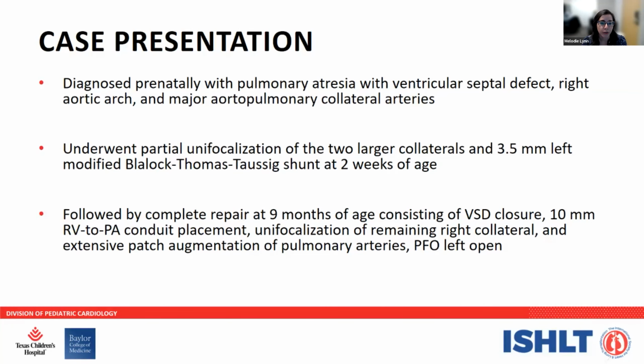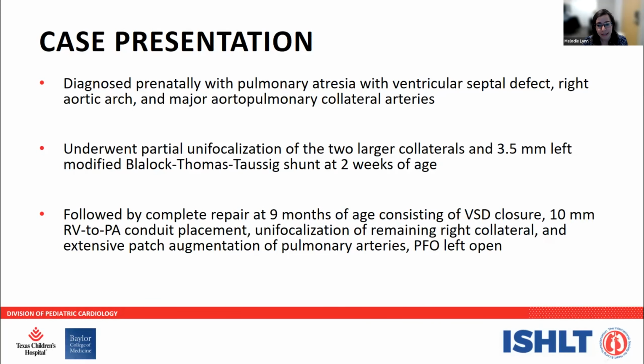She underwent partial unifocalization of two larger collaterals and a 3.5 millimeter left modified BT shunt at 2 weeks of age. This was followed by complete repair at 9 months of age, consisting of a VSD closure, 10 millimeter RV to PA conduit placement, and unifocalization of the remaining right collateral. She also underwent extensive patch augmentation of her pulmonary arteries, and her PFO was left open as a pop-off for elevated RV pressures. She did have significant postoperative low cardiac output syndrome, requiring a delayed sternal closure 6 days later.